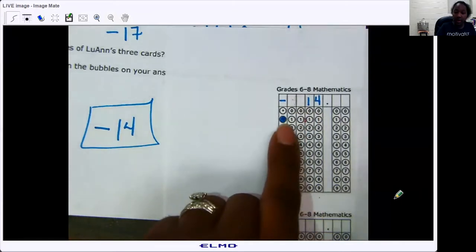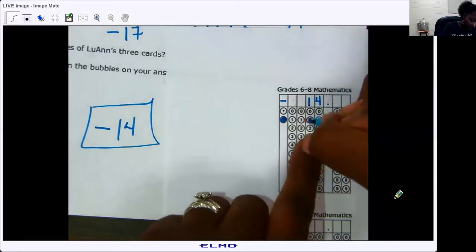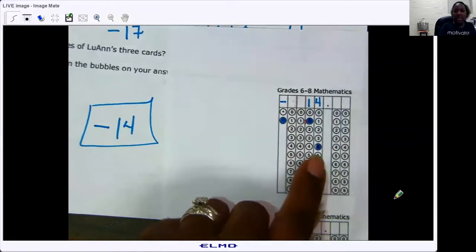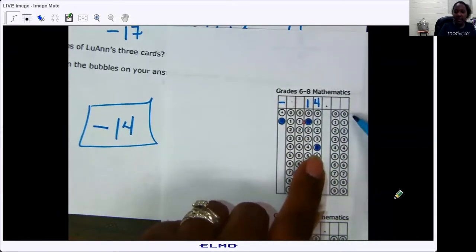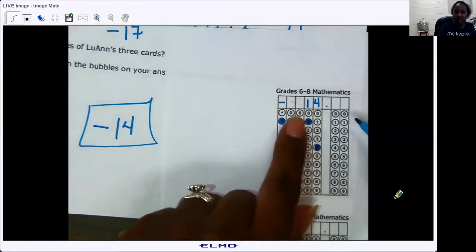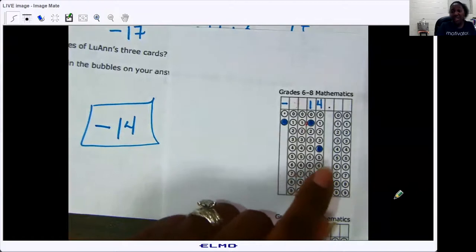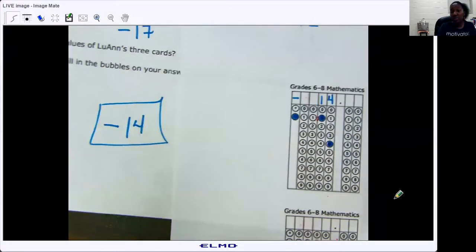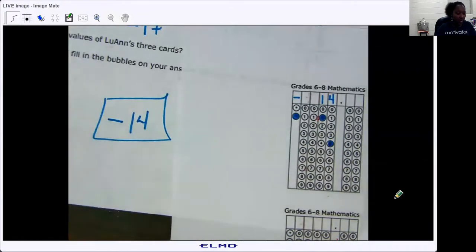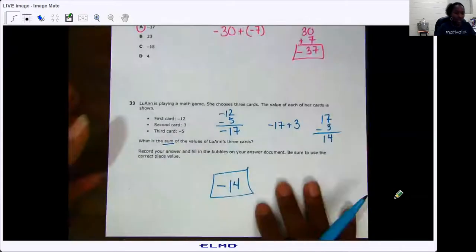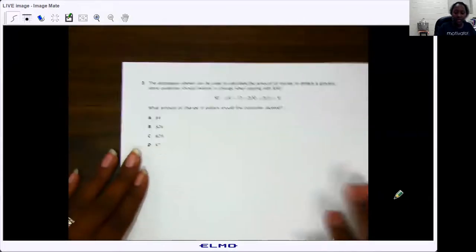I've already bubbled in my negative. Now I need to bubble in my 1 and my 4. Again, you do not have to bubble in the zeros at the back. You do not have to bubble in the zeros at the front. If you do, it won't count it wrong. It's not changing the answer. I'm just letting you know you don't need to do that. Okay, all right, we've bubbled in our answer for this question. Okay, let's continue on. Last one for today.